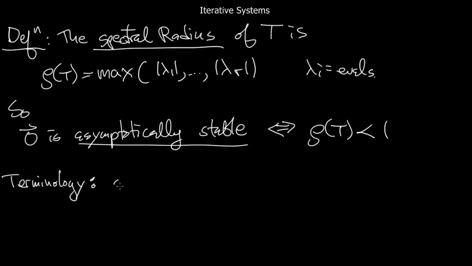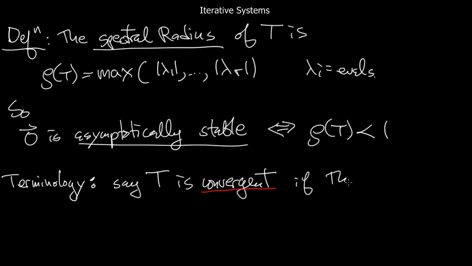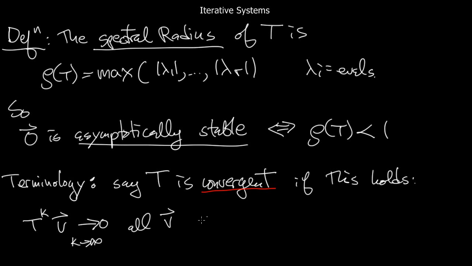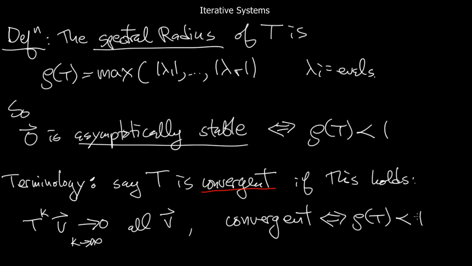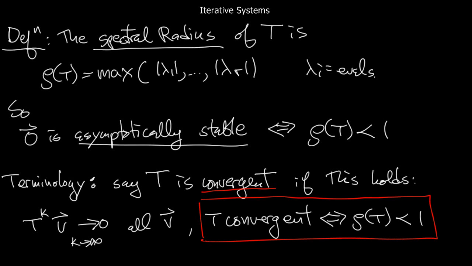Fine. That's almost all I have to say. I just want to mention a little terminology. We say that a matrix or linear transformation is convergent if, when you take powers of it and apply it to any vector, it's always going to 0. So that's just another way of saying the same thing. That is to say, with this terminology, a linear transformation is convergent if and only if its spectral radius is less than 1. And in the next lecture, I'll talk about the spectral radius some more and how one computes it.